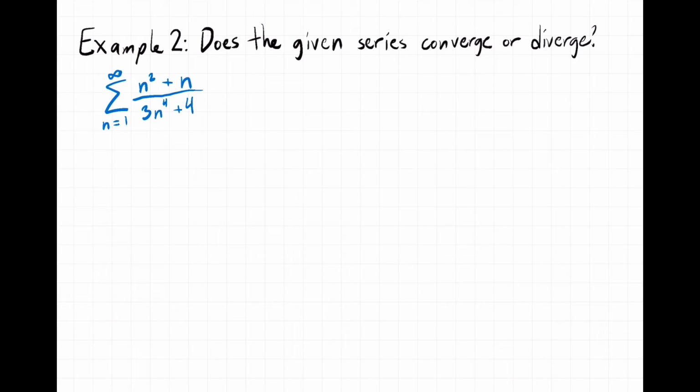Now the function that describes our an's here is n squared plus n over 3n to the 4th plus 4. Now this is entirely an algebraic function. There's no variables in any exponents here. This is an algebraic function. And algebraic functions are going to tend to be best compared to a p-series. But which p-series? Let's see what we can do.